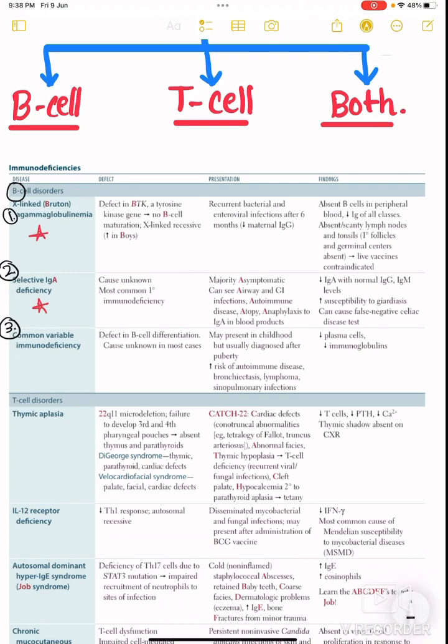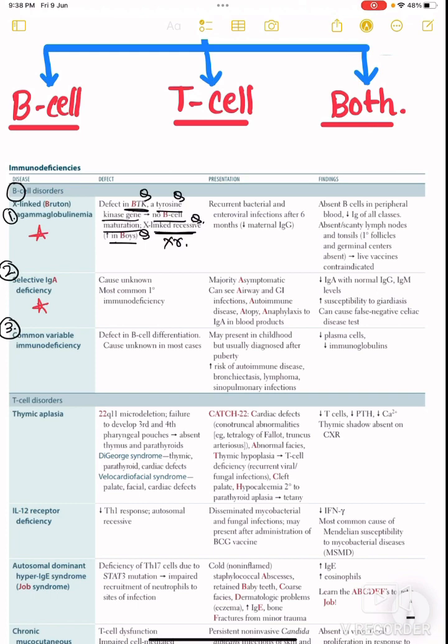Since we know that it is a B cell disorder, only B cells will be affected and immunoglobulins will not be present. So, it is a defect in BTK, a tyrosine kinase gene. You have to remember it. Another question which has been asked: no B cell maturation. There will be zero B cell maturation. It is an X-linked recessive disorder. Very important, X-linked recessive, and hence it will be common in boys.